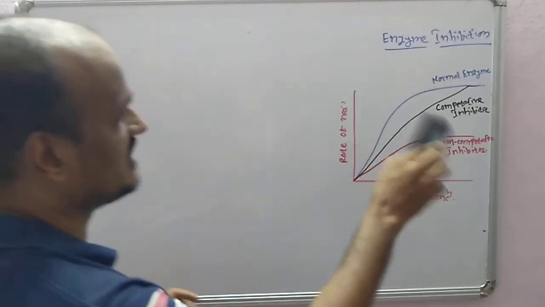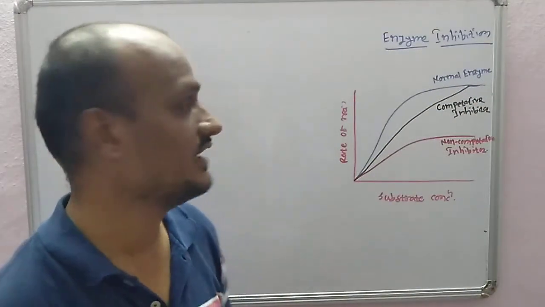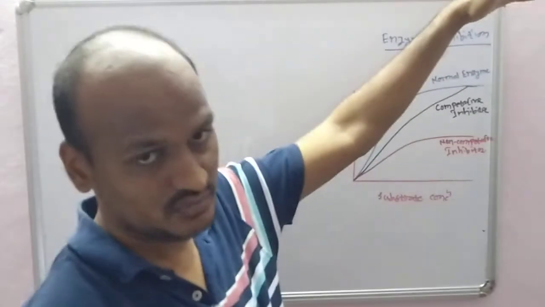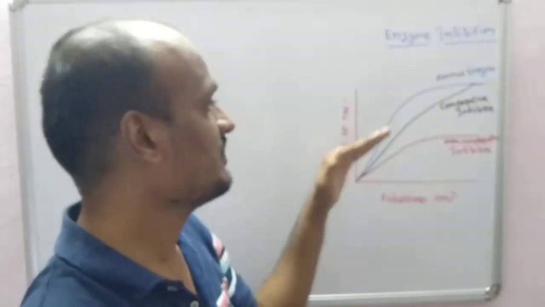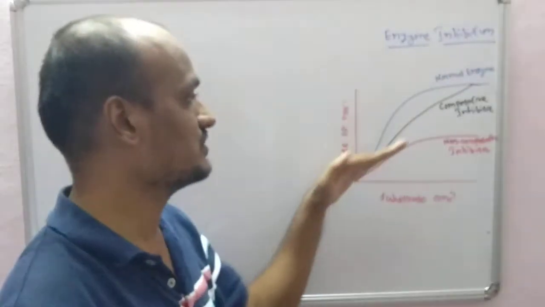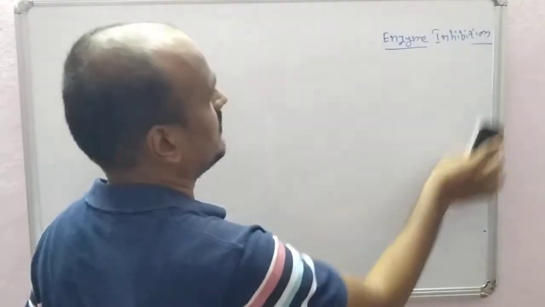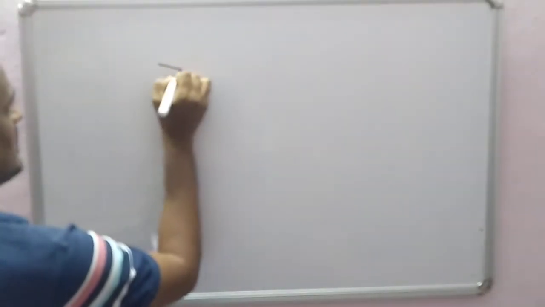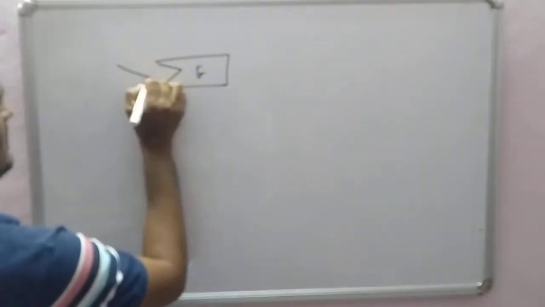So that is how competitive and non-competitive inhibitors affect the rate of reaction, right? A normal enzyme has a particular reaction rate. A competitive inhibitor decreases that reaction rate. A non-competitive inhibitor sometimes decreases it even further down. So this was the types of inhibitors, and whenever we say enzyme, this one was our enzyme, and for example this is our substrate.